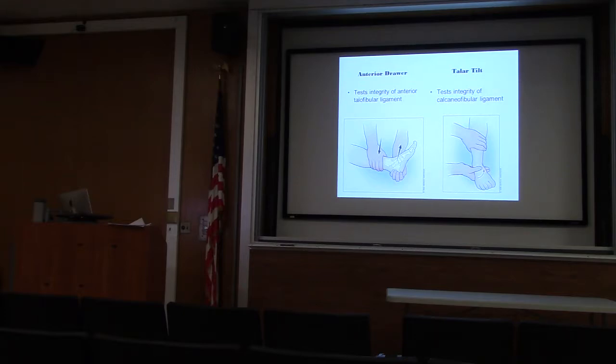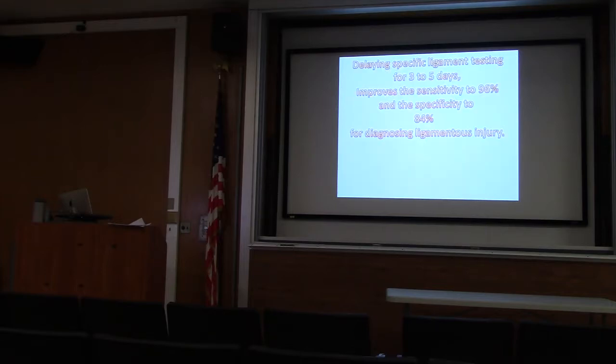The problem with this is, though, that a lot of these maneuvers, if they're really acutely injured, they're not going to be able to tolerate this. You're not going to get a good exam because they're so swollen. And what they've actually shown is if you delay these tests for 3 to 5 days, you improve the sensitivity up to 96% and the specificity to 84% for diagnosing ligamentous injury.